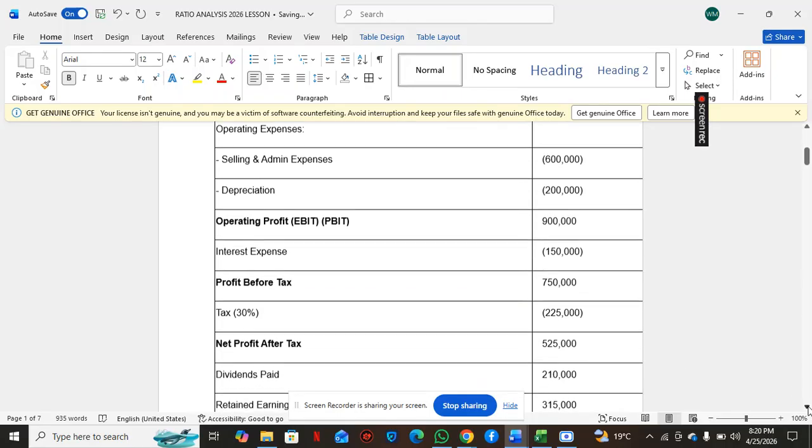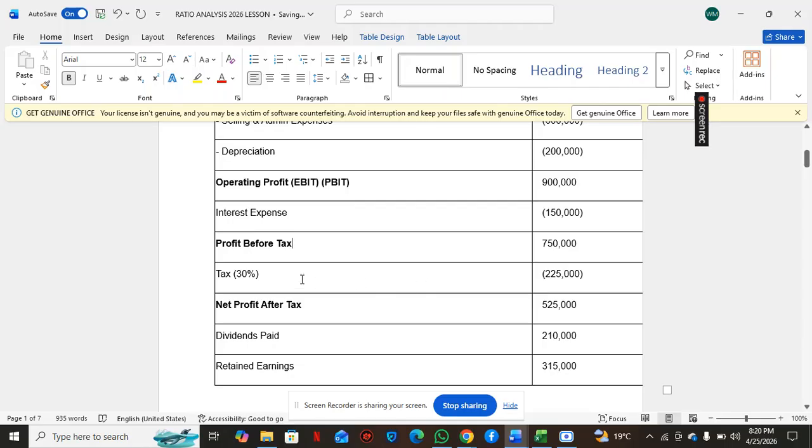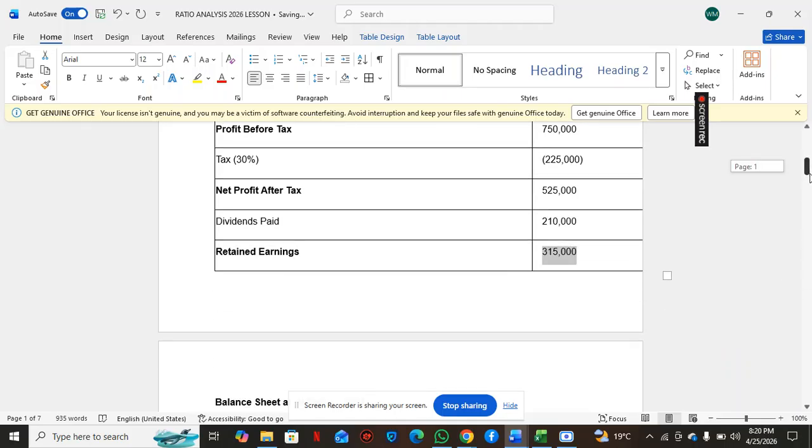Then you have your tax here at 30%. After you deduct your tax from your profit before tax, you remain with your net profit, your profit after tax. Then here we've got information, dividends paid to the shareholders. Then you have retained earnings. This is what the company has kept, after it's paid out its dividends, this is how much the company has kept.